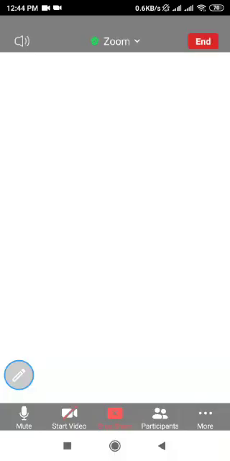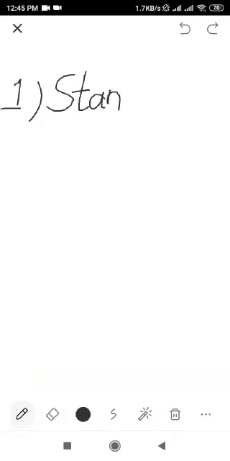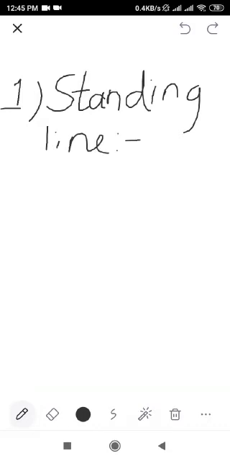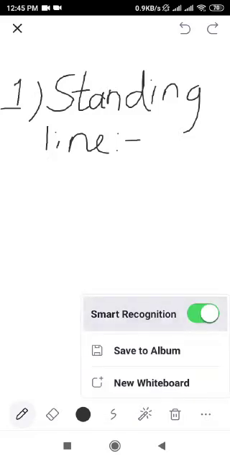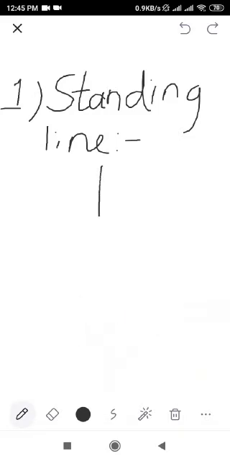So today we'll see the pattern lines. First one, standing line. Now the name itself suggests stand. So you always stand straight. So the line which is standing line is always a straight line like this. So it is called as standing line.